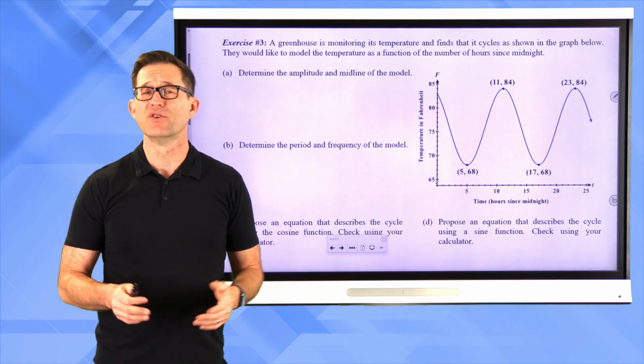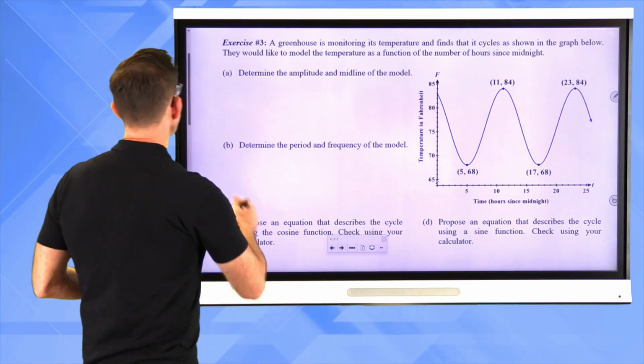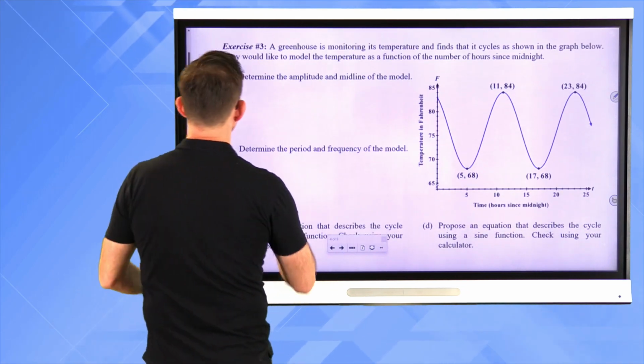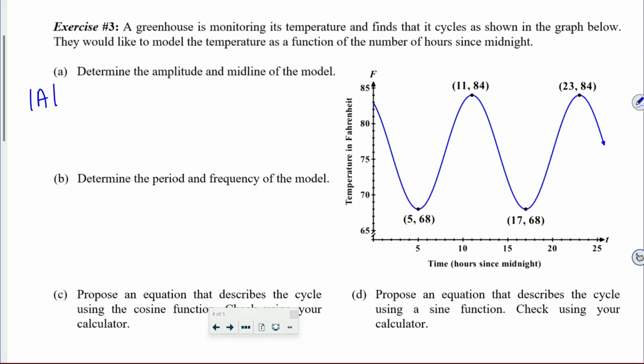All right, well, I'm going to actually do them in the order they actually said this time. So typically I start with my midline and then shift the screen in an unhelpful way. But this time I'm going to figure out the amplitude, the absolute value of A, which is going to be my maximum value minus my minimum value, all divided by 2. 84 minus 68 is 16, divided by 2, and I get an amplitude equal to 8.